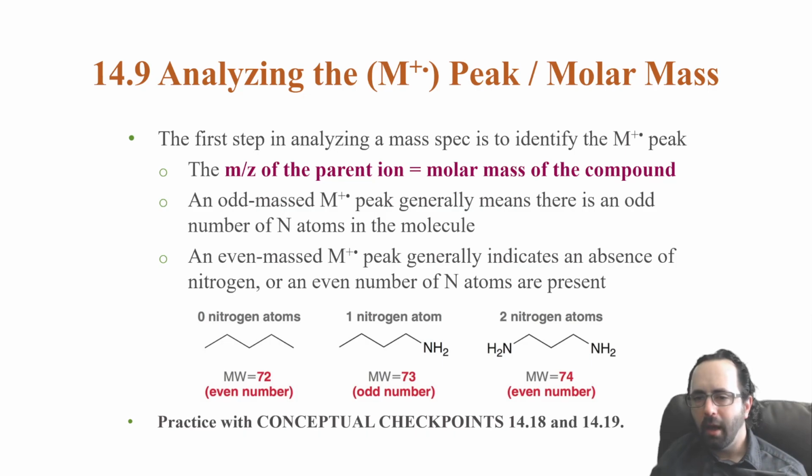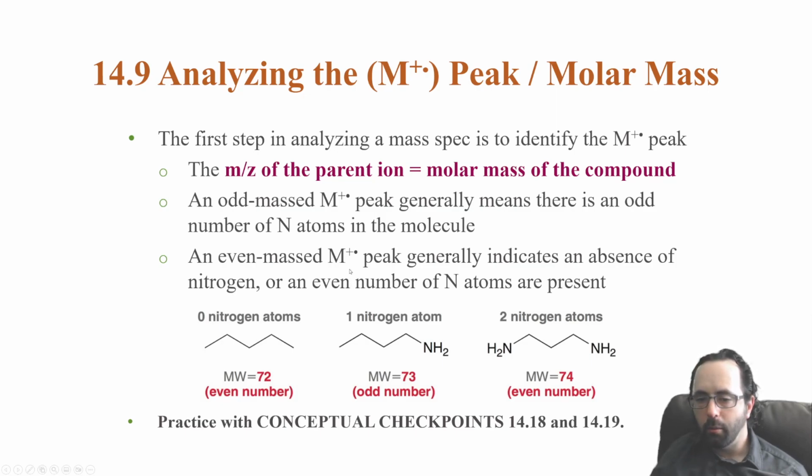When you're analyzing a mass spectrum, the first thing you want to look at is the so-called molecular parent ion. This will give you the molecular mass of the compound. So if the molecular ion is odd mass, that generally indicates that there's a nitrogen atom. The reason is that nitrogen makes 3 bonds, whereas carbon and oxygen only make 2. So an odd mass peak indicates an odd number of nitrogen atoms. An even mass peak either means the absence of nitrogen or an even number of nitrogens.